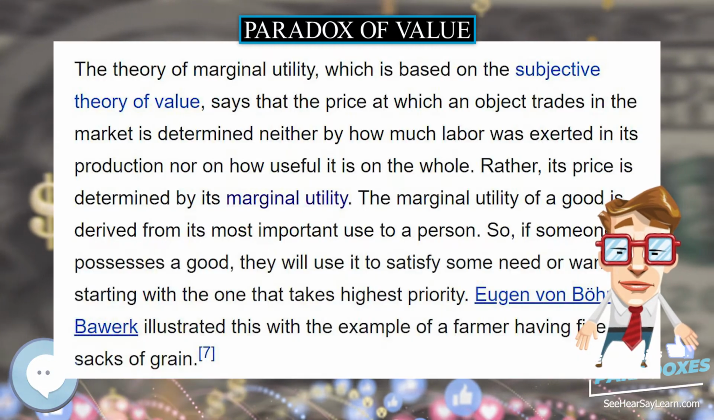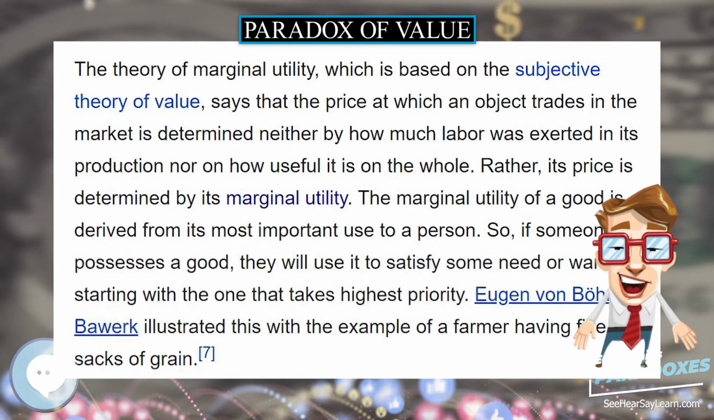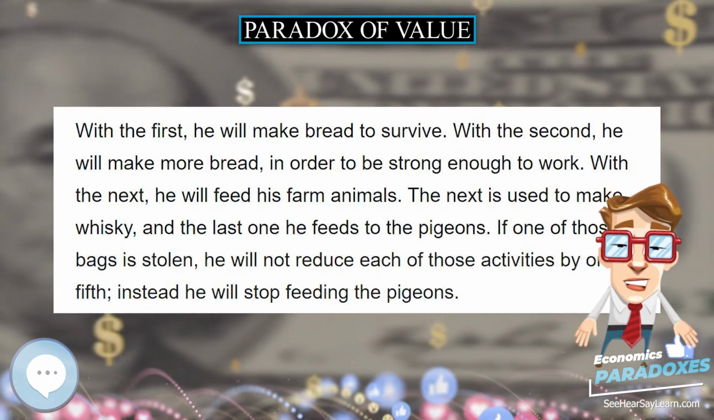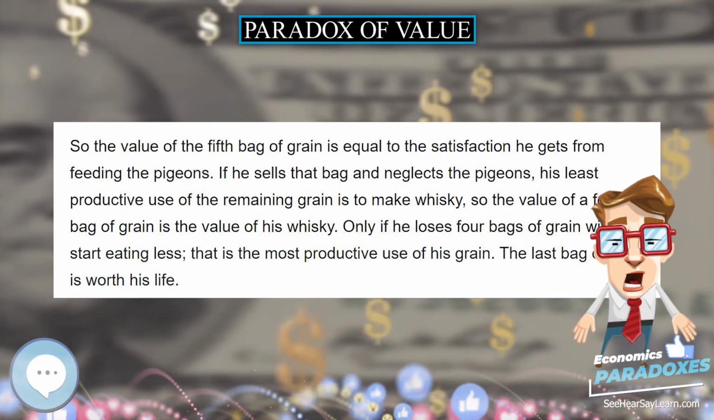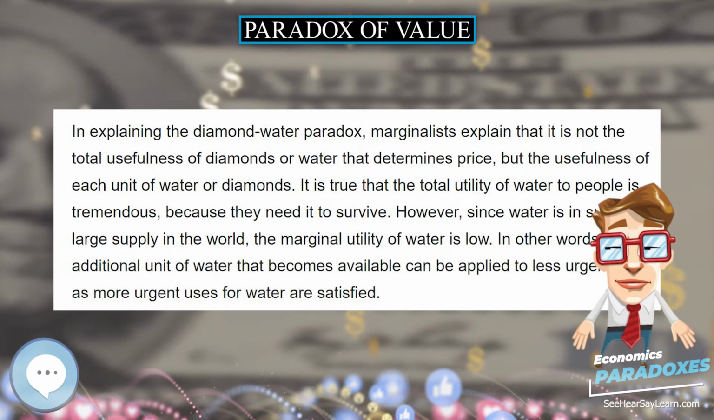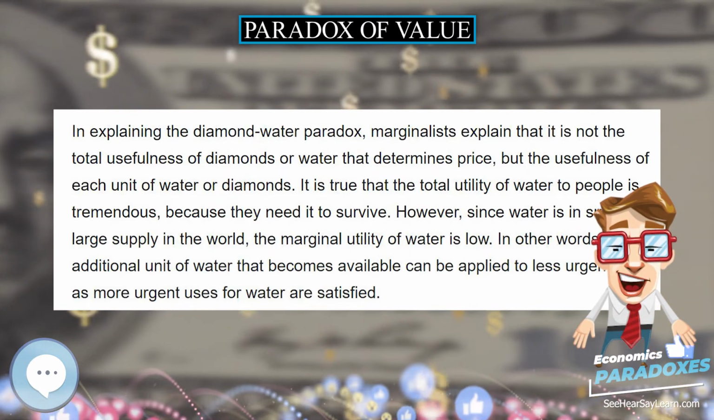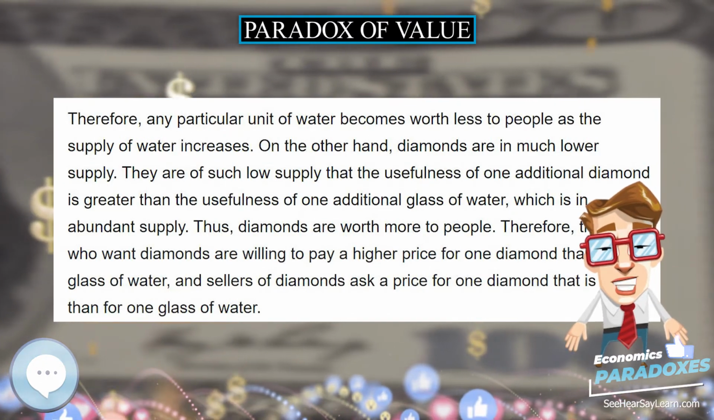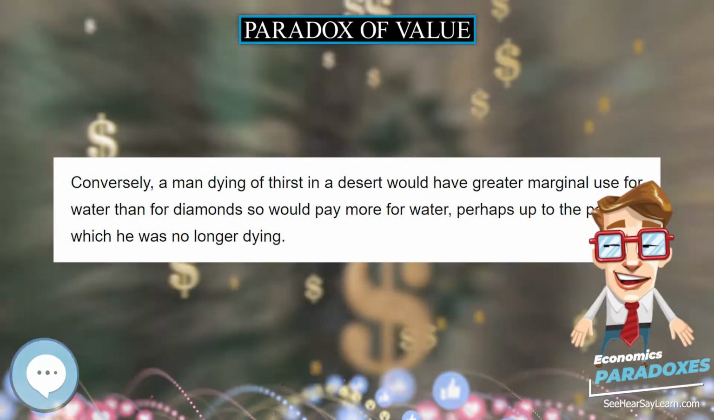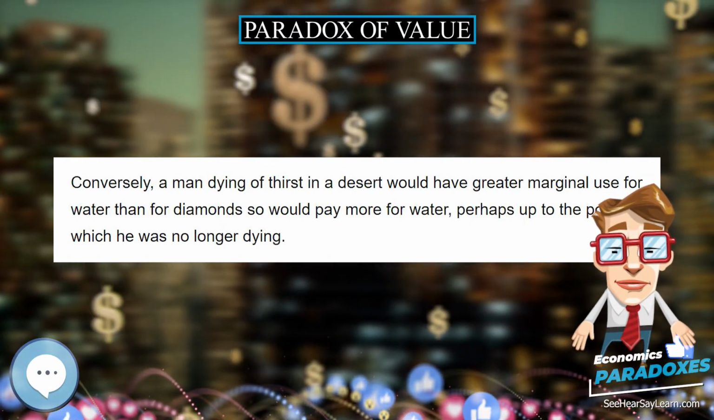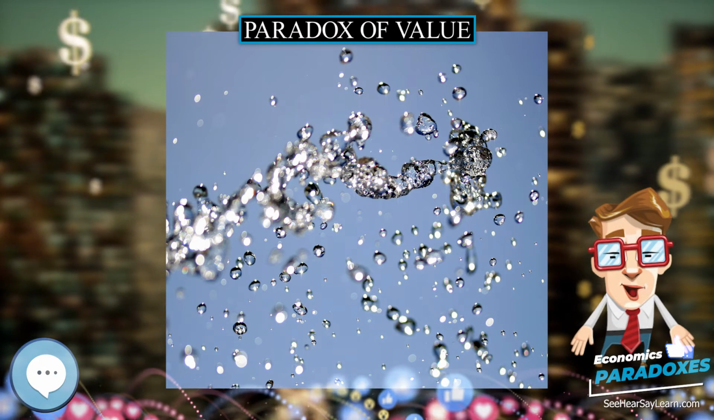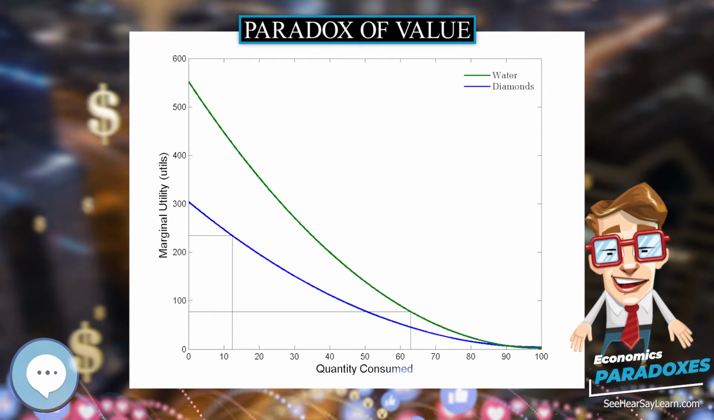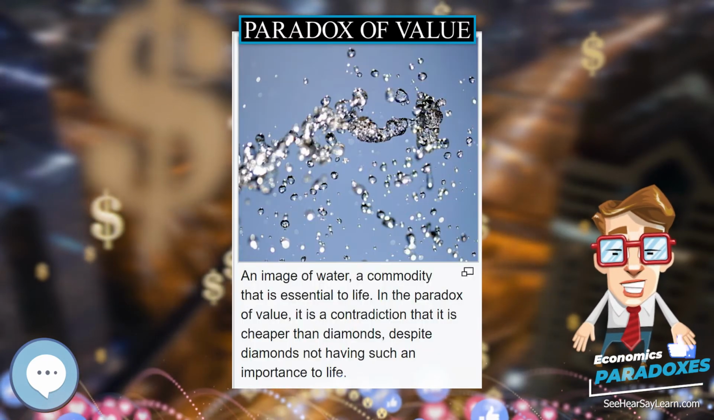In explaining the diamond-water paradox, marginalists explain that it is not the total usefulness of diamonds or water that determines price, but the usefulness of each unit of water or diamonds. It is true that the total utility of water to people is tremendous, because they need it to survive. However, since water is in such large supply in the world, the marginal utility of water is low. In other words, each additional unit of water that becomes available can be applied to less urgent uses as more urgent uses for water are satisfied. Therefore, any particular unit of water becomes worth less to people as the supply of water increases.